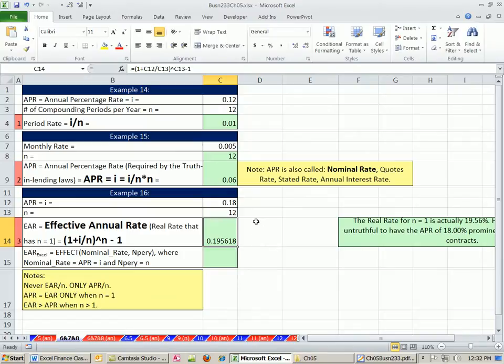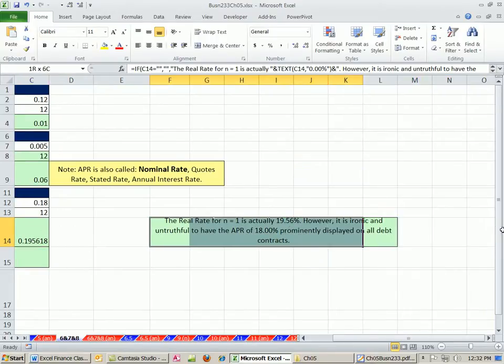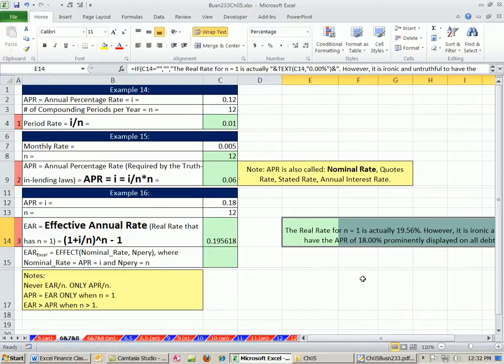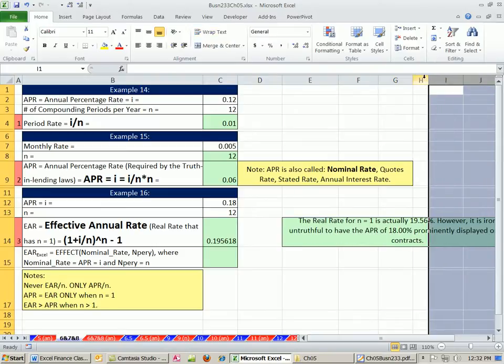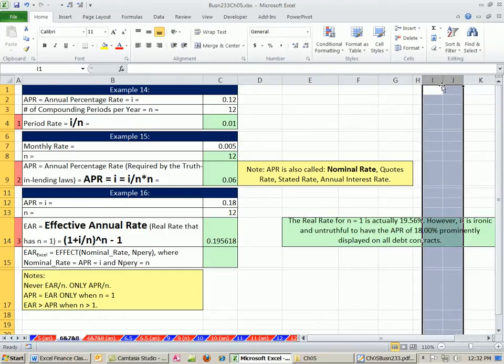Now we can compare these two and clearly see, I think I have something written over here, but we can clearly see that when n is greater than 1, we're always going to get a, I'm not fixing this correctly.